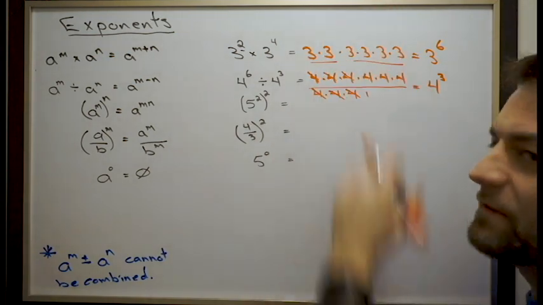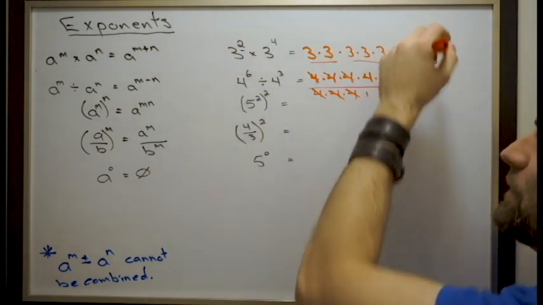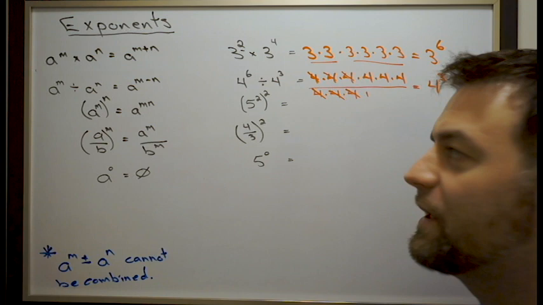So while you could calculate these out, it does save time if you can just quickly jump from here to here without having to do that middle step.